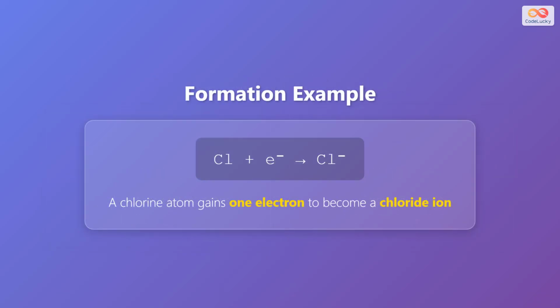Here's a real example. Chlorine plus electron yields chloride ion. A chlorine atom gains one electron to become a chloride ion. The chlorine atom, which is neutral, accepts an additional electron from its surroundings. This extra electron gives it a negative charge, transforming it into the chloride anion.